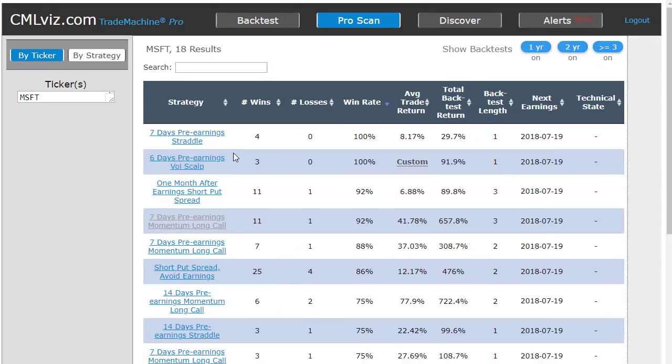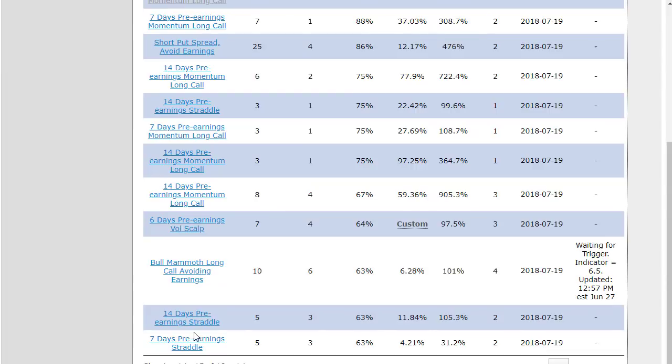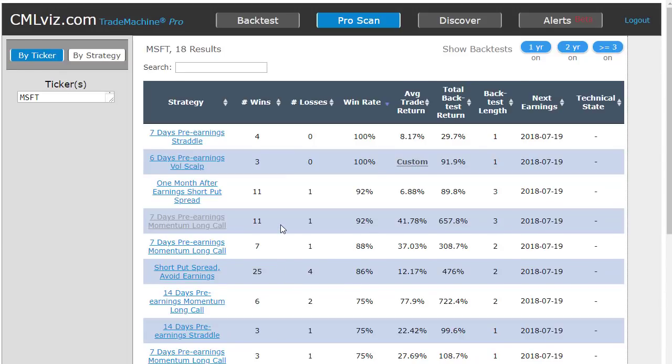I'm going to hit enter, and it's going to come up with the best earnings type strategies: pre-earnings, post-earnings, avoiding earnings. So you can really hone in on what strategies work for a particular stock. This is really one of the powerful tools of CML. The one we're going to look at today is the 7-day pre-earnings momentum long call. It's kind of a long-winded way of saying we're going to buy a call before earnings and close it before earnings, with the idea that the week or so before earnings, volatility tends to increase. So if you buy options, they can increase in value.